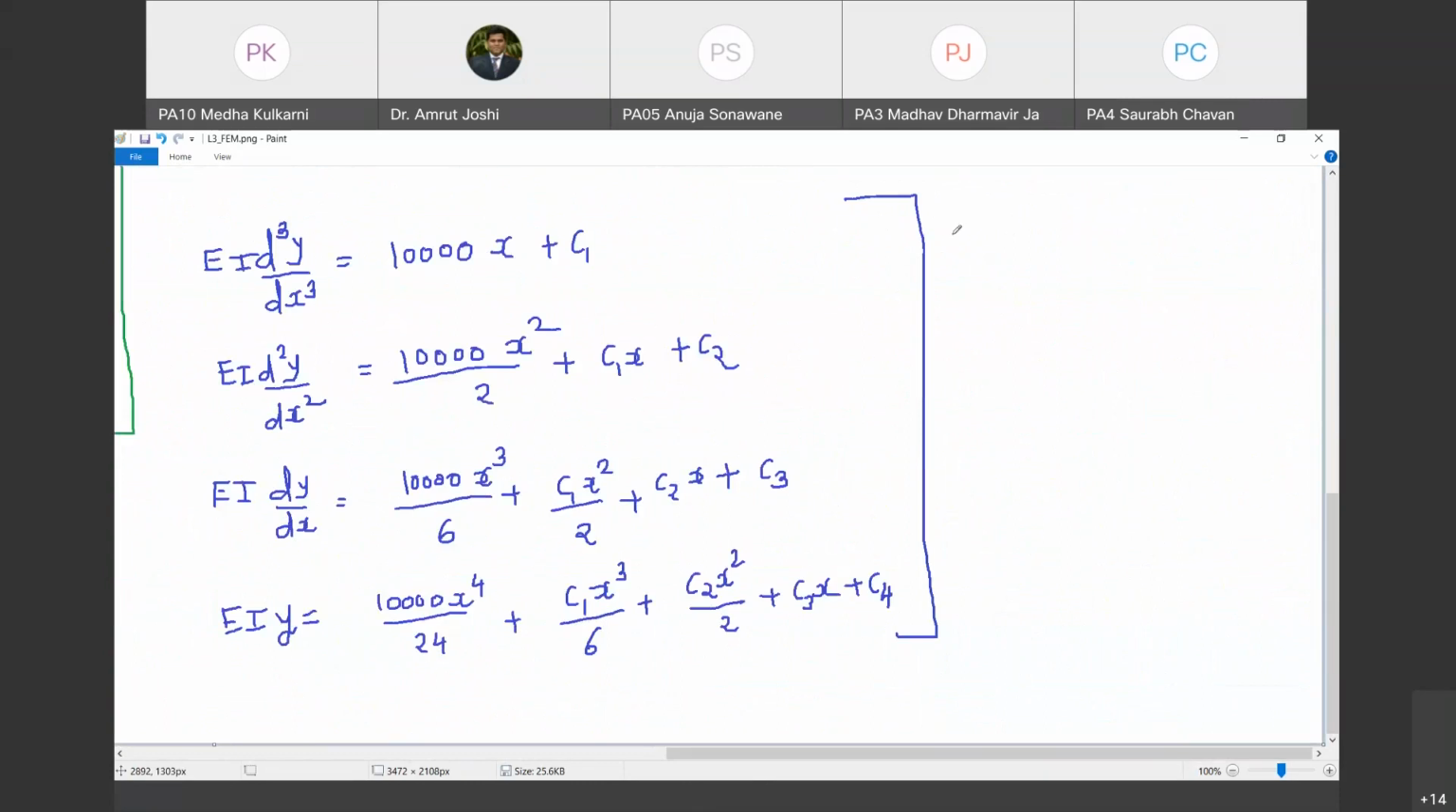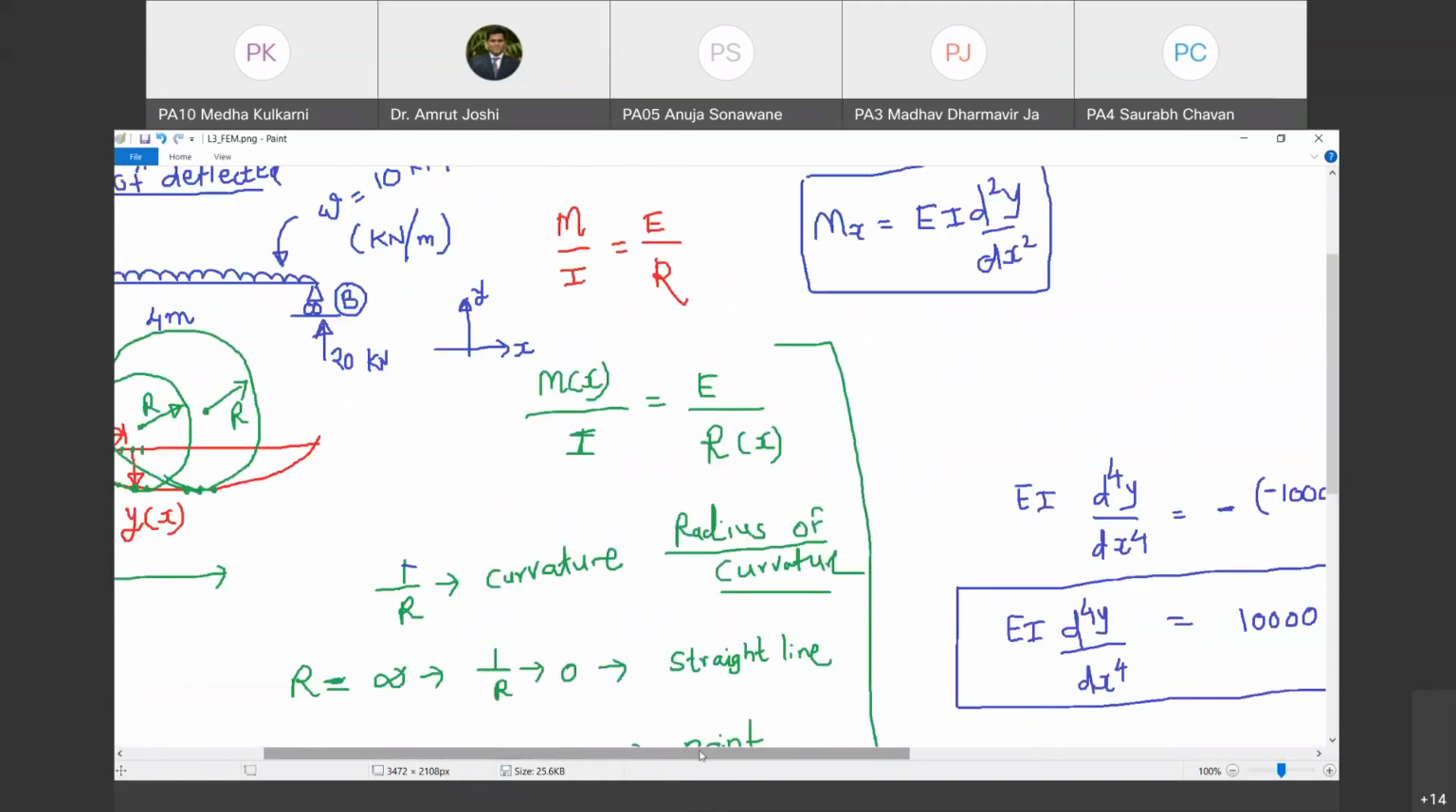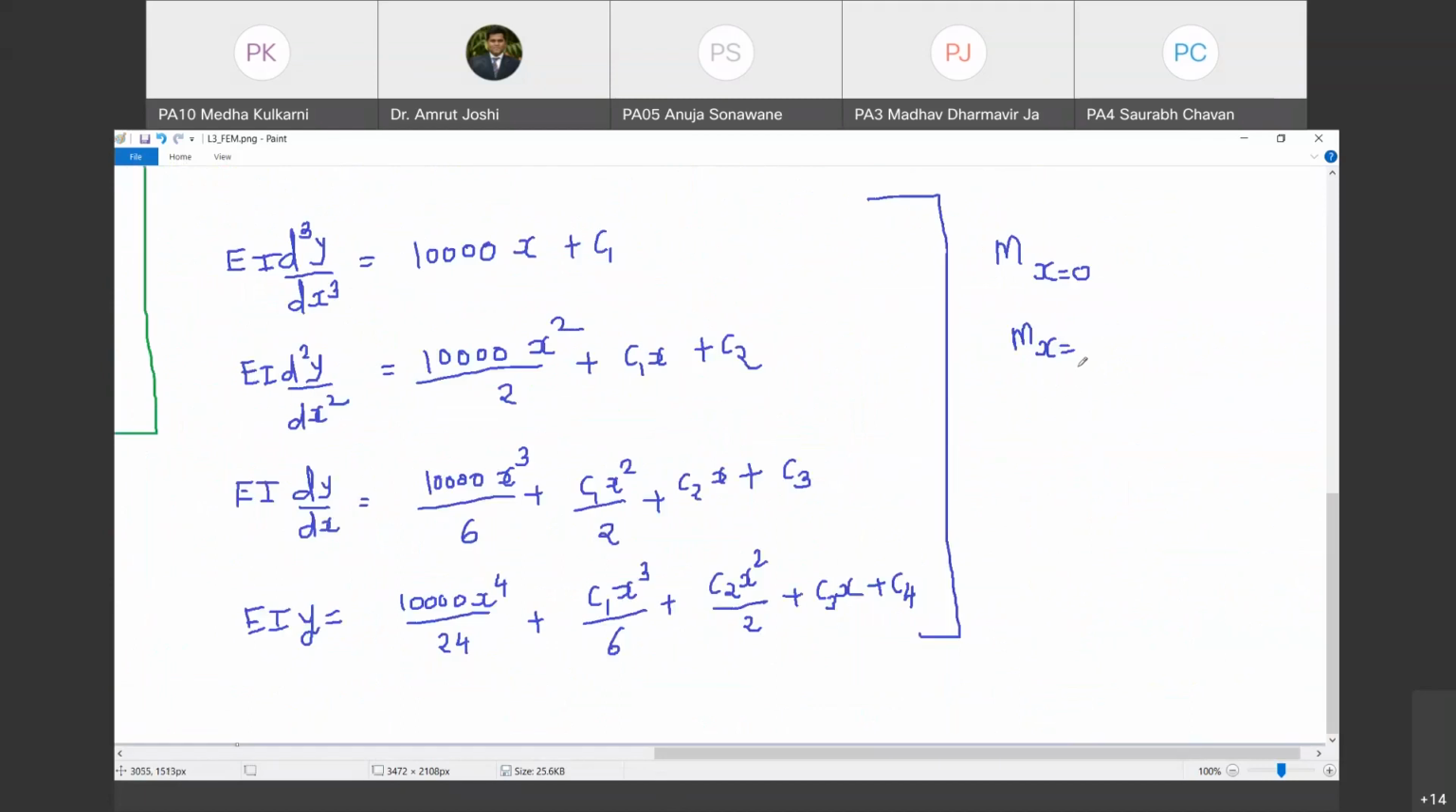These are called natural boundary conditions. We will go into natural boundary conditions and essential boundary conditions a little later. But I know that bending moment at x equal to 0 and bending moment at x equal to L, where L is 4 meters. That's why I have taken the numbers, because writing it in terms of L and all is very confusing and irritating. So M at x equal to 0 and at x equal to 4 is 0. These are the two boundary conditions that I have. Do you agree with me?